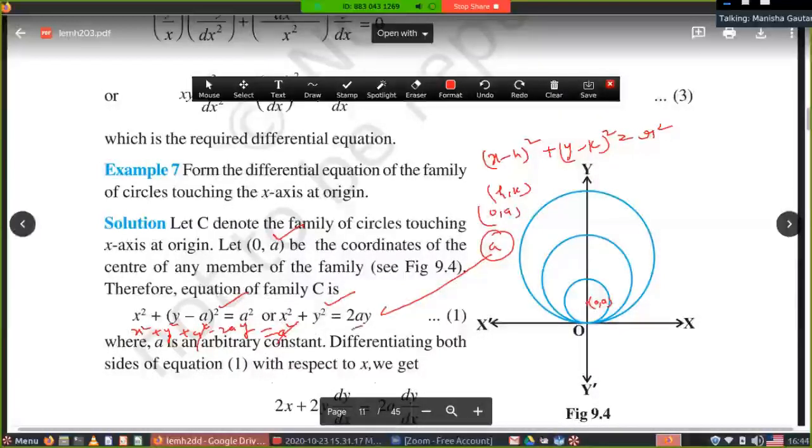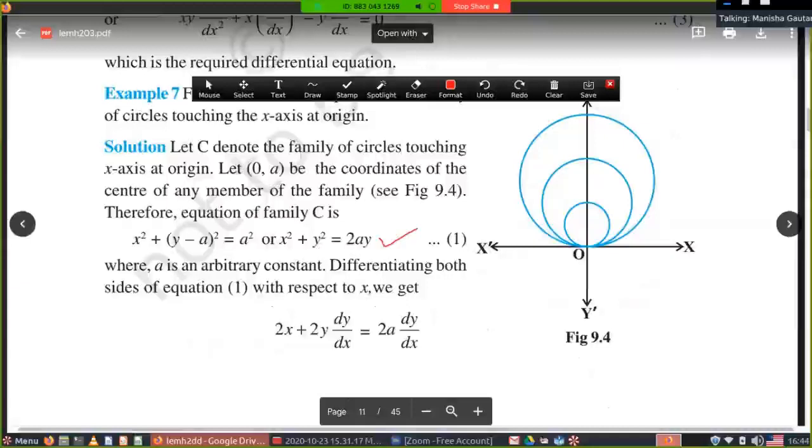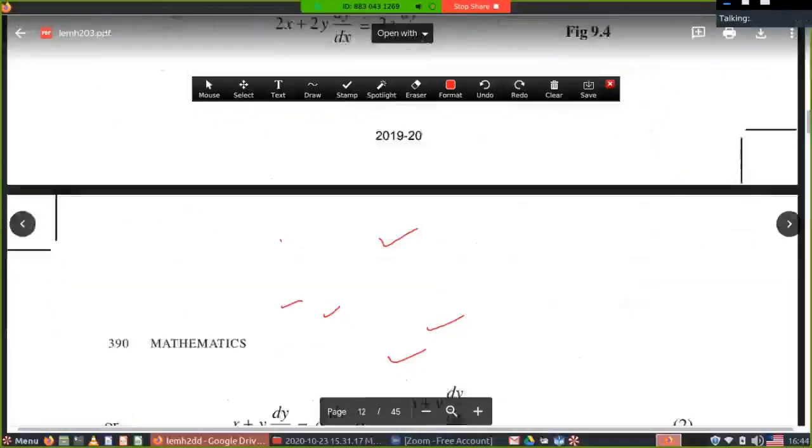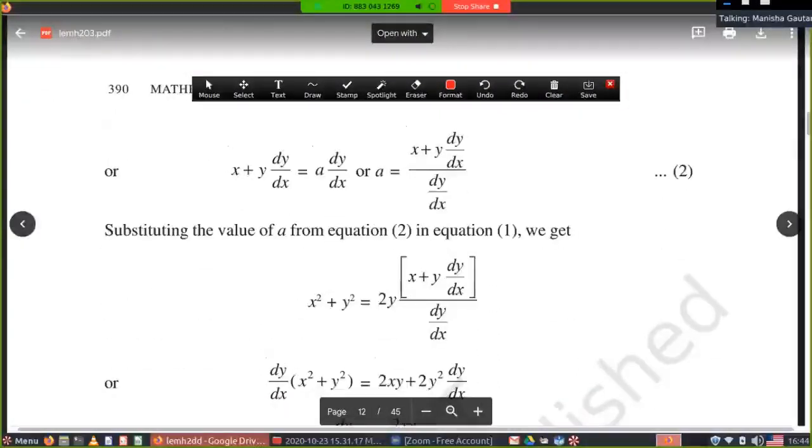Now one arbitrary constant is there. You have to find out the value of a and put that value in the equation. Now after differentiating, this is the equation you got: differentiate the statement, 2x plus 2y dy upon dx equals 2a into dy upon dx. From here get the value of a. Now this is the value of a. Put this value of a in the curve equation x square plus y square is equal to 2ay. Put this a here and now simplify it.